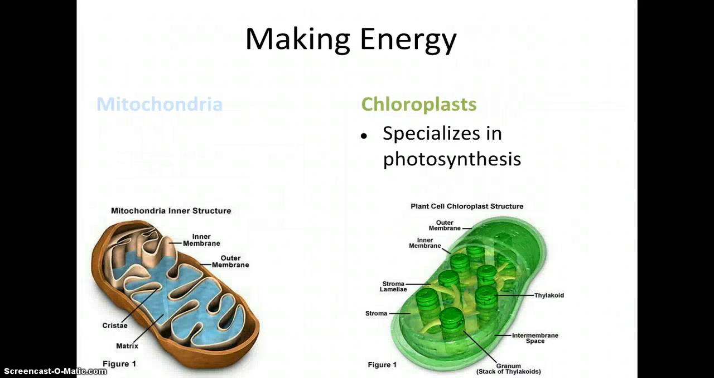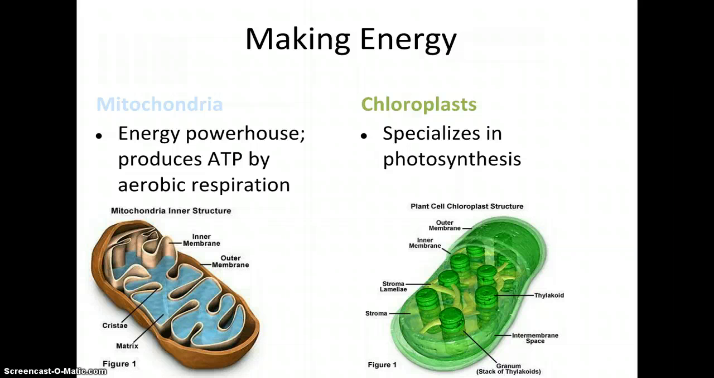Okay, and there it is, making energy. Mitochondria and chloroplasts are the two ways that we're going to make energy. There are two organelles that are expressly related to making energy, the mitochondria and the chloroplasts. You're going to find chloroplasts inside of plant cells and in some protists, and some bacteria, and they are specializing in photosynthesis.